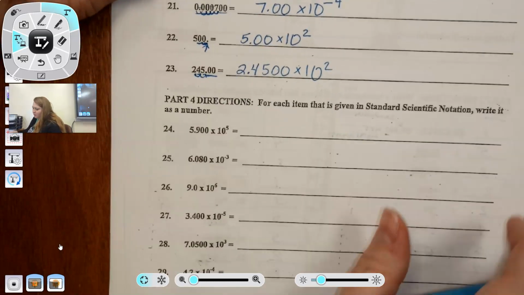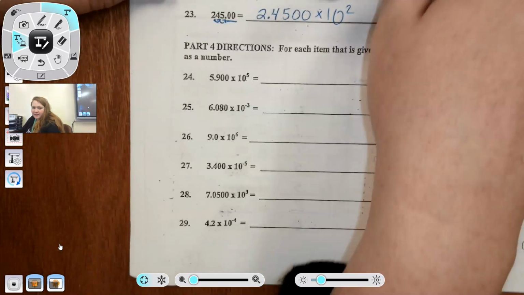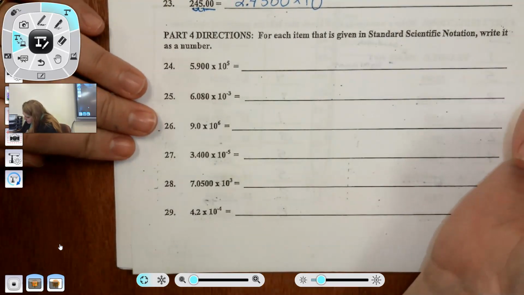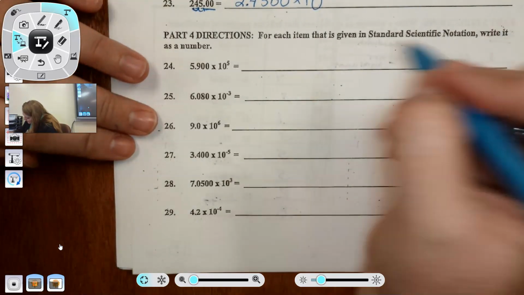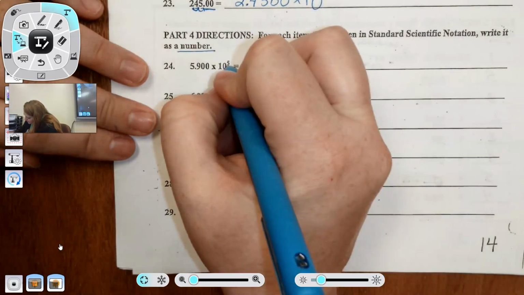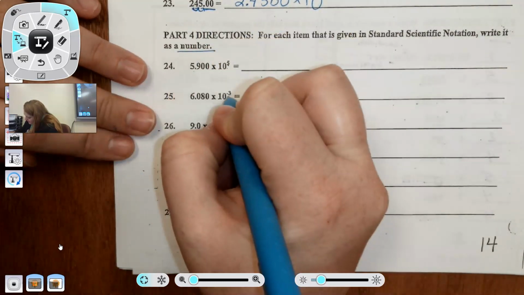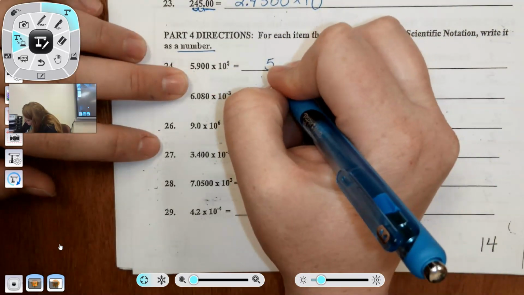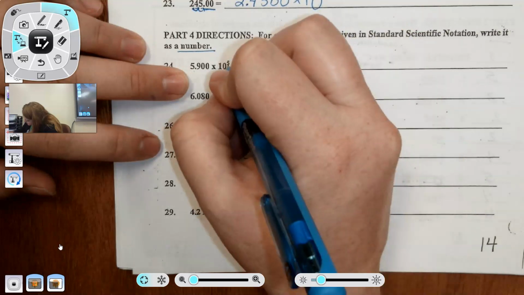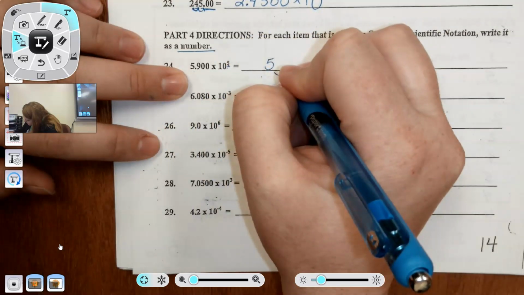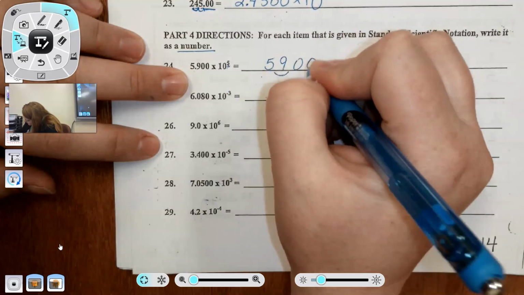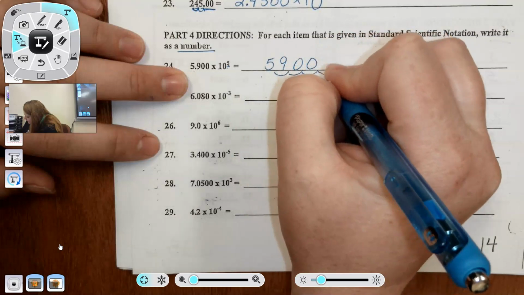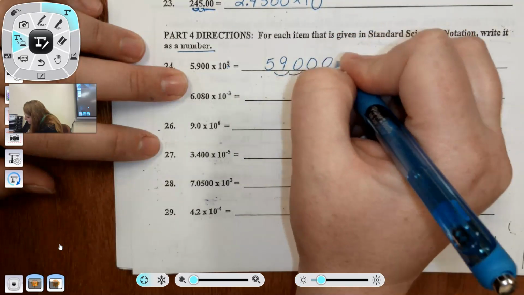Okay, so part 4, we're going to go from scientific notation to standard notation. Okay, write it as a number. So if our exponent is positive, we're moving our decimal to the right. If it's negative, we're moving our decimal to the left. So this is going to be 5, and we have to move that decimal place 5 spaces to the right. So 5900. We're going to move it 5 places to the right. 1, 2, 3, 4, 5.